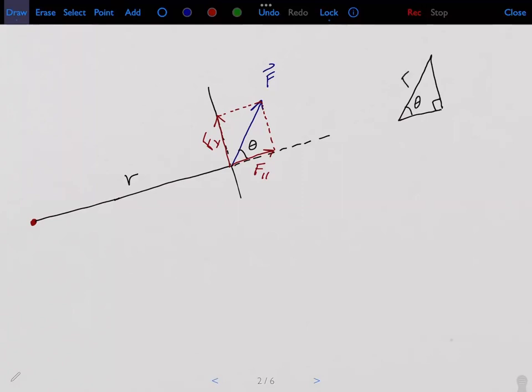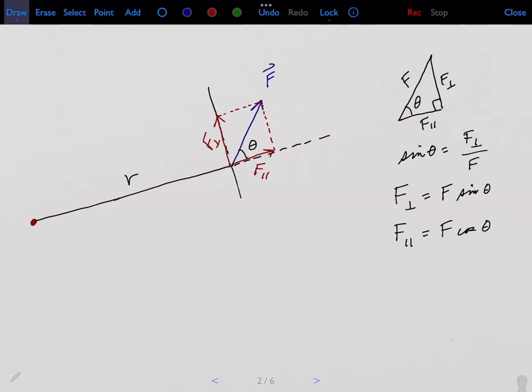So this is F perpendicular, this is F parallel. And if I want F perpendicular, since F perpendicular is opposite of the angle theta and F is the hypotenuse, again, I need to use sine. So I know sine of theta equals F perpendicular over F. So that means F perpendicular is F sine theta. And then if you really wanted to find F parallel, it would be F times cosine of theta.